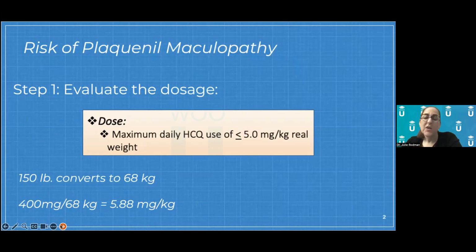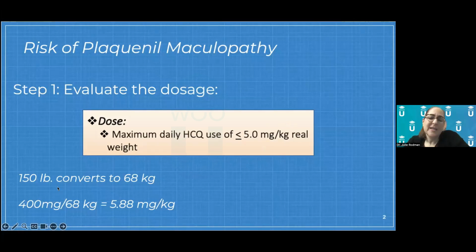No. So the first thing you want to do is evaluate the dosage. You want to ask the patient, what is your weight? If you don't have a scale, if it's a woman, add 20 pounds on to whatever they tell you. That's always my joke, but find out what their weight is. You want to convert their weight into kilograms because we want to get it into this fashion, milligrams per kilogram.